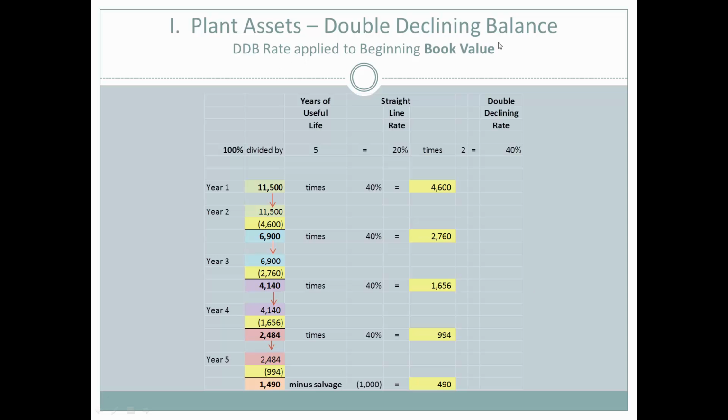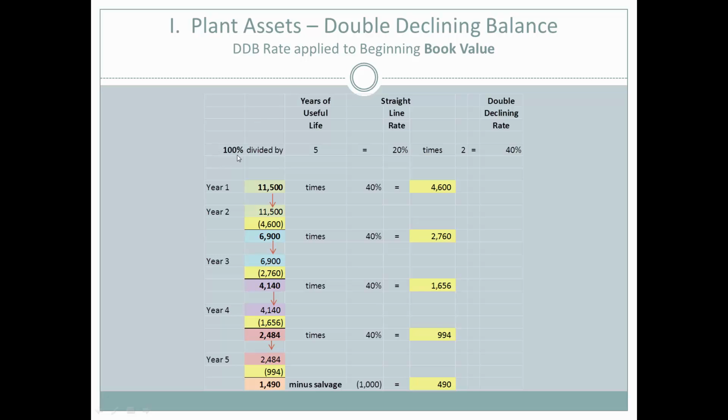Now, let's look at double declining balance. This is going to take a little bit longer to understand, and it's a little bit more difficult calculation. So the double declining balance rate is applied to the beginning book value. So you're going to have to calculate book value each individual year, the beginning book value, in order to calculate the amount of depreciation for each individual year. So let's look at the calculation.